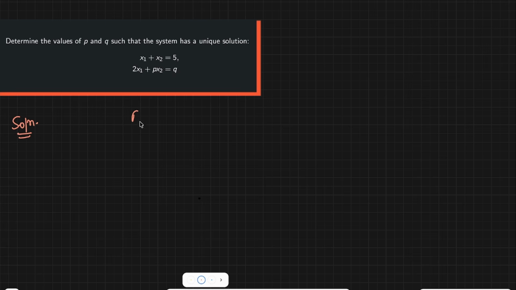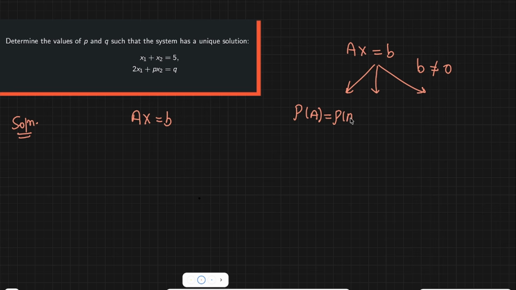So it is your AX equals B. It is given a 2 cross 2 system, and determine the value of p and q such that the system has a unique solution. So whenever you have the non-homogeneous case AX equals B, where B is not equal to 0, you have 3 cases. The first case is that the rank of A is equal to the rank of AB, which is equal to the number of variables, then we will say it is a unique solution.